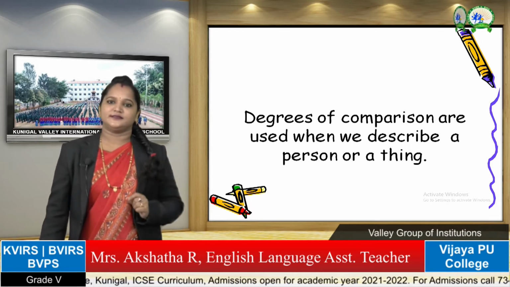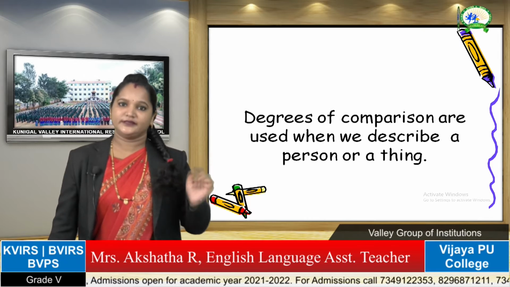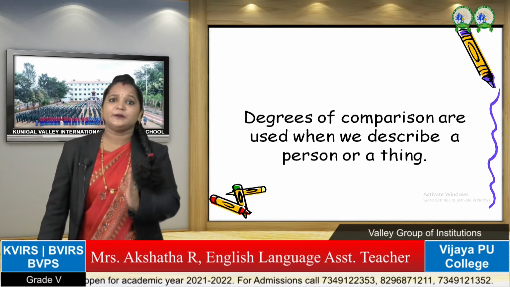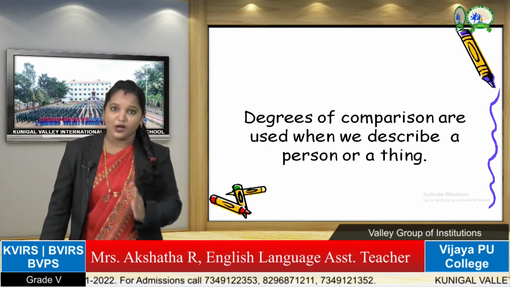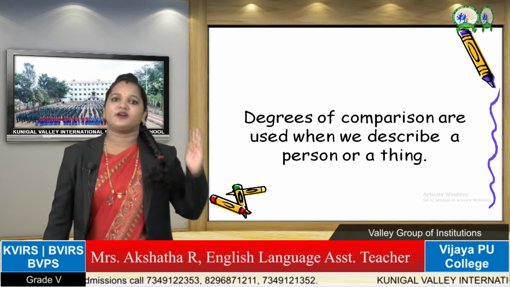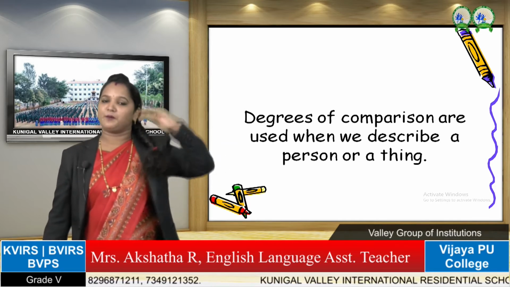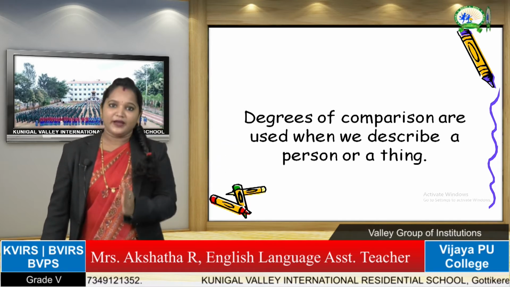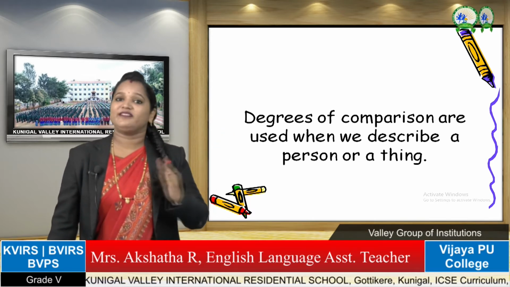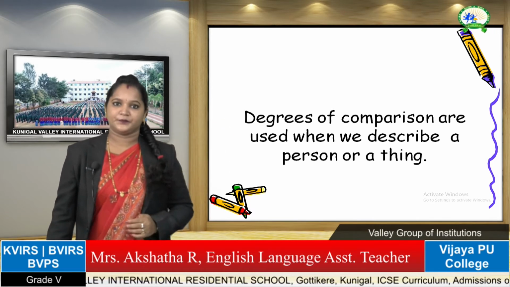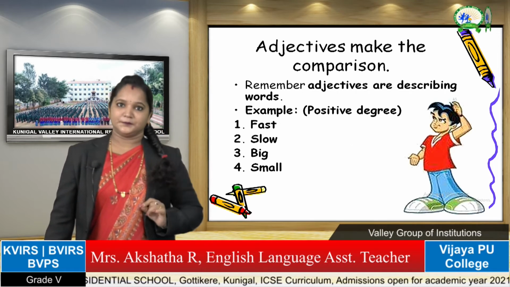Degrees of comparison are used when we describe a person or a thing. If we want to describe any noun, we use degrees of comparison. Who is better? Who is best? We compare things to know who is better and who is best. What is better and what is best. So, these adjectives make the comparison.